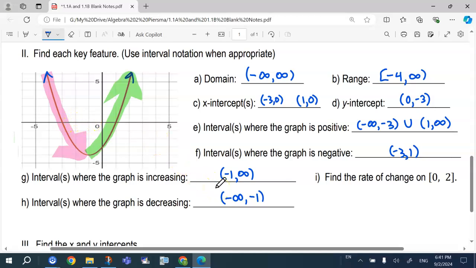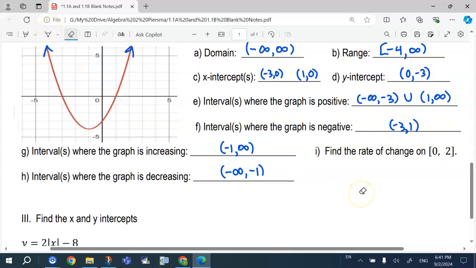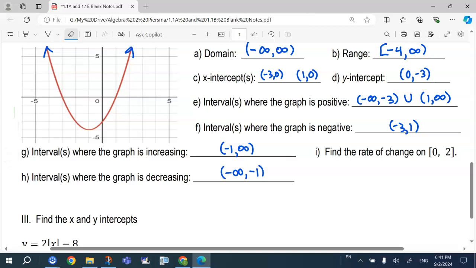Okay, now let's do the rate of change from 0 to 2. So first, let's locate those points. Well, we'll use the rate of change formula, which is slope. So slope, which is rise over run. And we're going to do the second y minus the first y over the second x minus the first x.